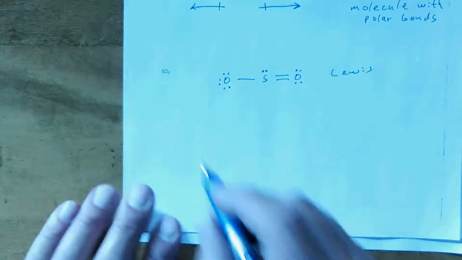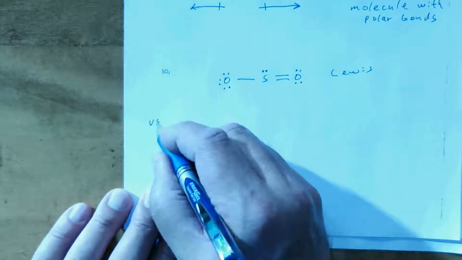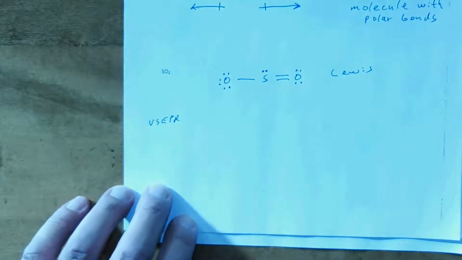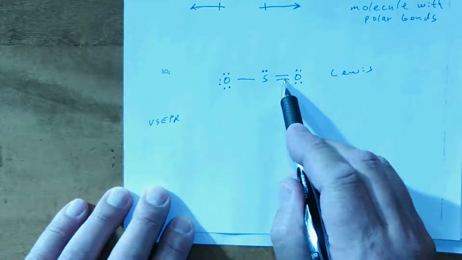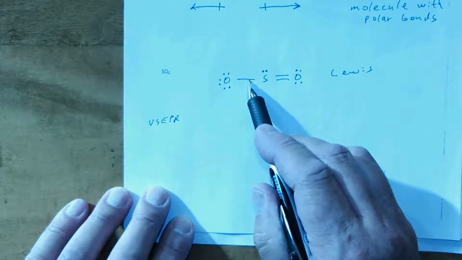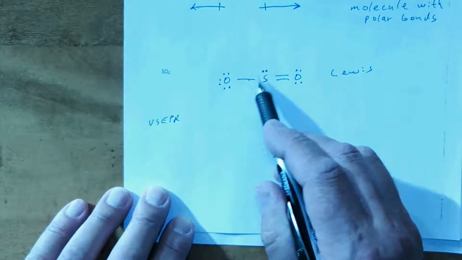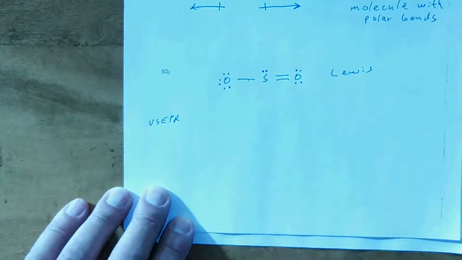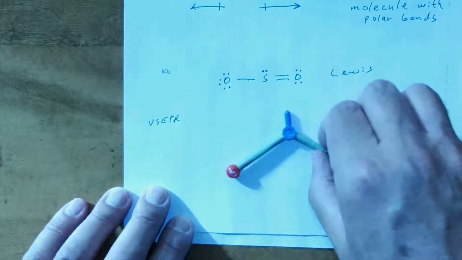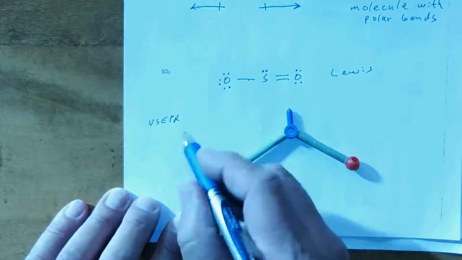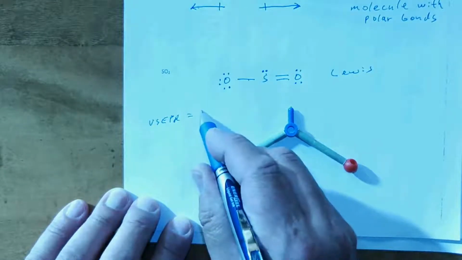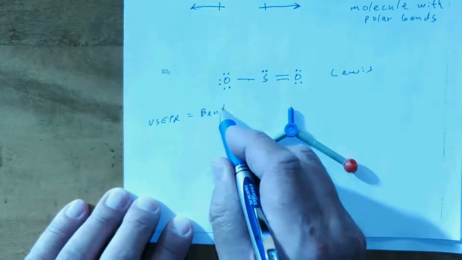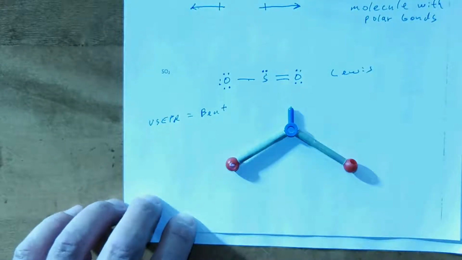If I apply VSEPR to this, how many electron groups? 1, 2, 3 electron groups. So if I go to build it, I'm going to come up with a bent shape. So according to VSEPR, this guy is bent.